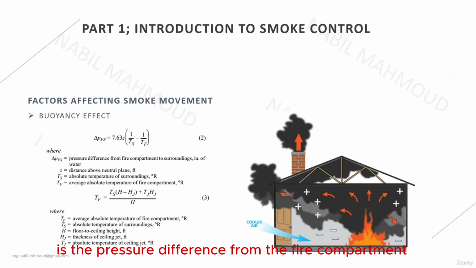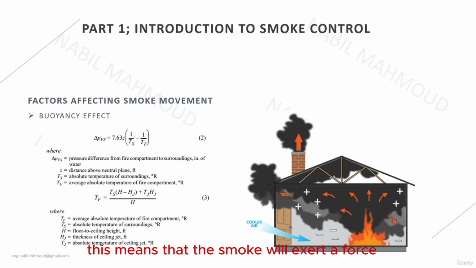Delta BFS is the pressure difference from the fire compartment to the surrounding, expressed in inch water gauge, and it equals 7.63 multiplied by Z, which is the distance above the neutral plane of the room or of the building, in case it's a high-rise building. And this is multiplied by the inverse of the temperature of the surrounding and the temperature of the fire compartment.